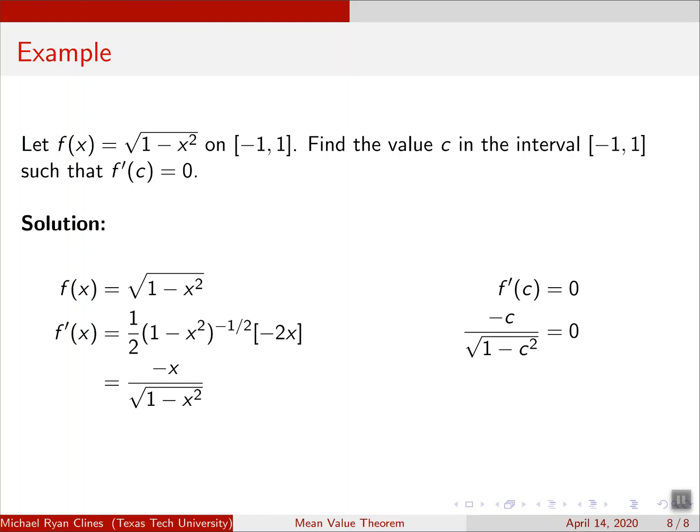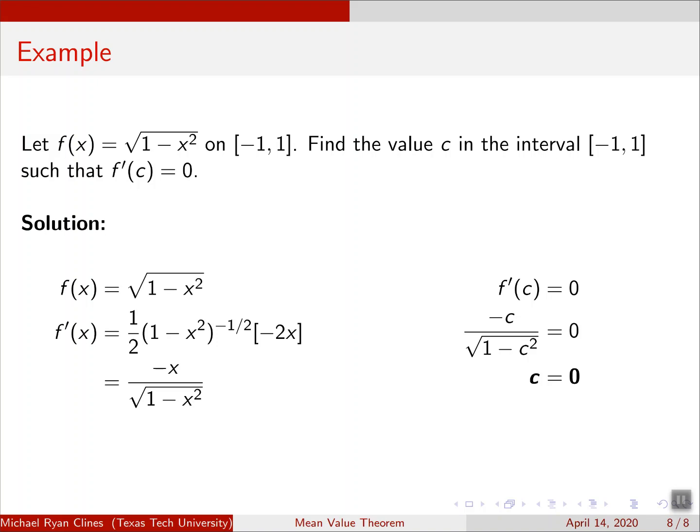Now remember, here we don't care about non-existence. We only care where it's equal to 0. And when you're looking at a fraction, you're trying to figure out what value when you plug in it's equal to 0, you look at the numerator and you ask yourselves, when is the numerator equal to 0? And in this case, that's when c is equal to 0. So c is equal to 0 is the point in the interval where the derivative is equal to 0.